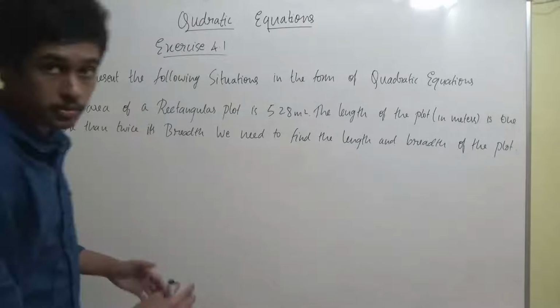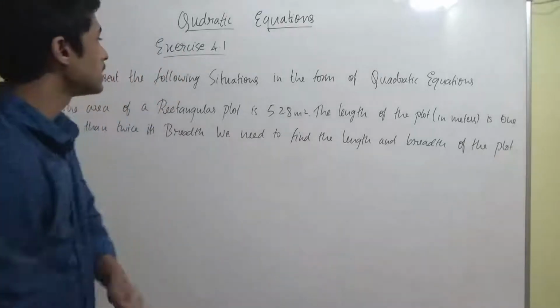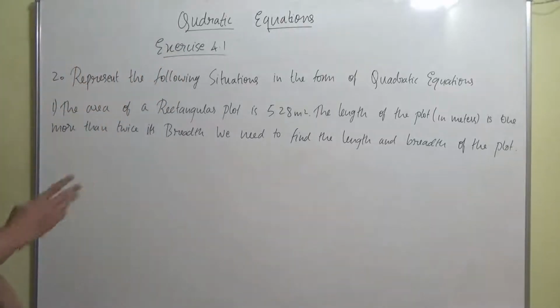Okay, guys, now let's go to the second question. In the second question, we have 4 sub questions, guys. Let's go to the first sub question. It says the area of a rectangular plot is 528 square meters. The length of the plot is 1 more than twice its breadth. We need to find the length and the breadth of the plot.